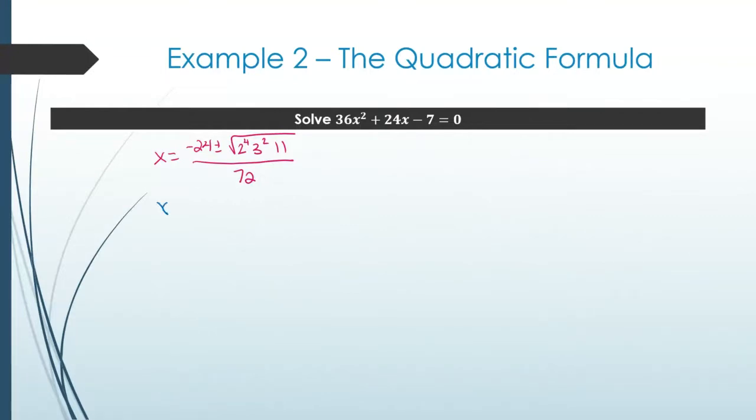So when you take the square root of something with an even power, you are dividing that power by 2. So the 2 to the 4th, when I take that square root, becomes 2 squared. The 3 squared, when you take the square root, becomes 3. And then I can't take the square root of 11 because the power is odd, so I'm going to just leave that. And this is over 72.